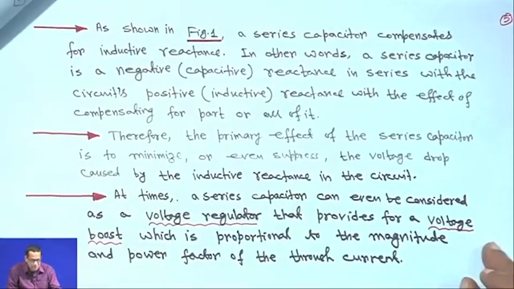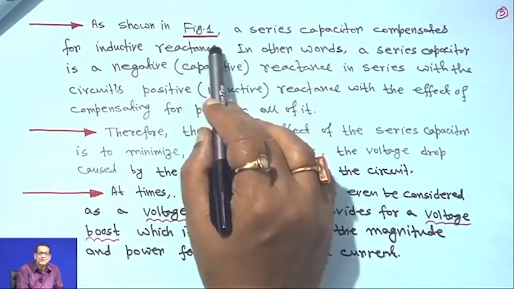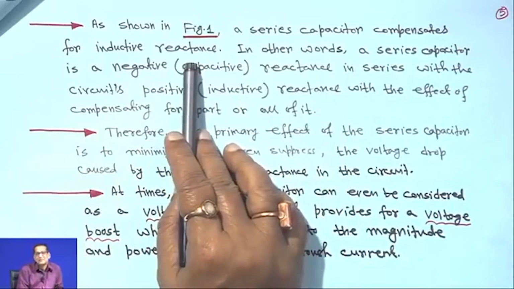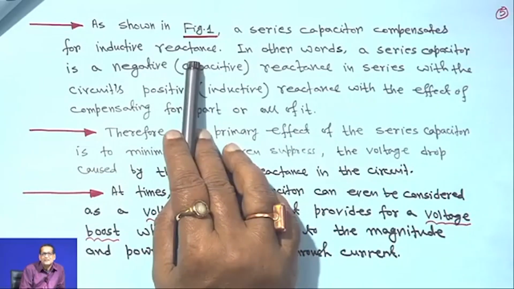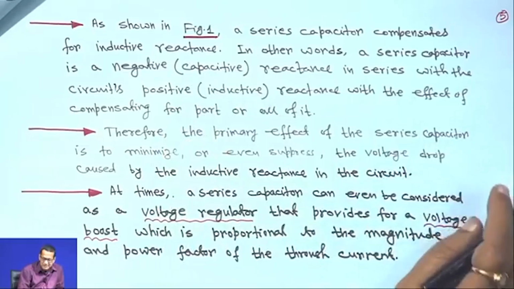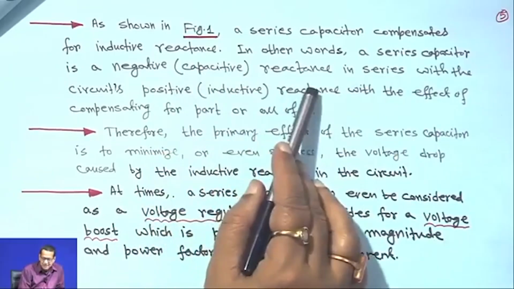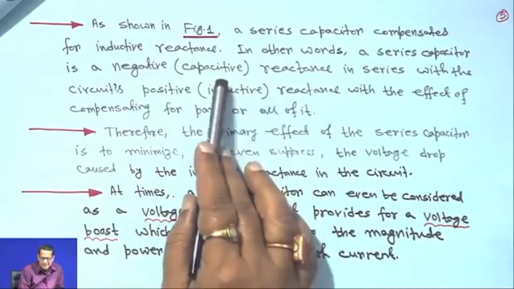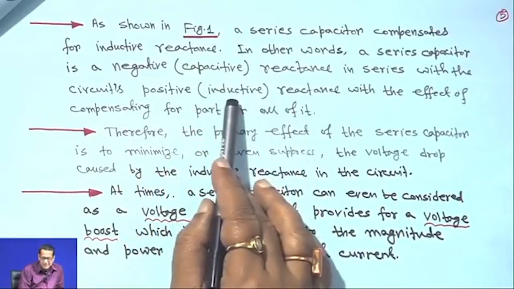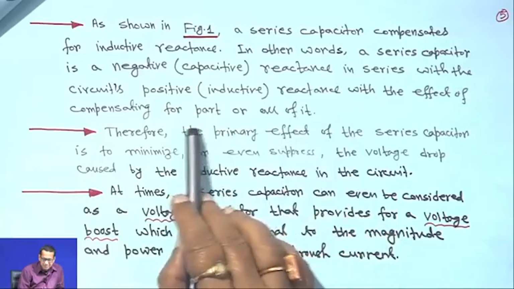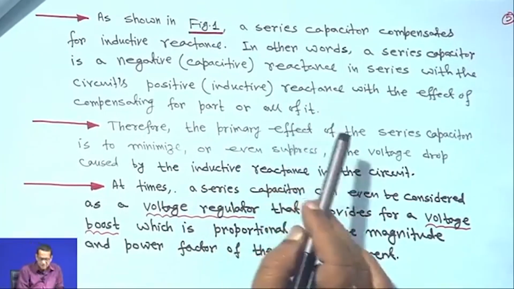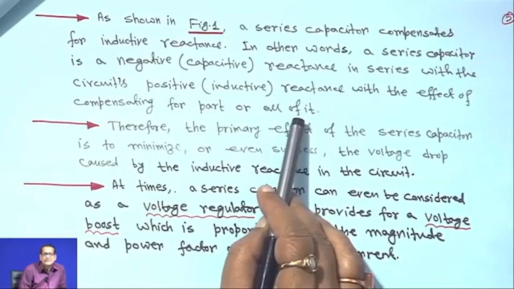Now, as shown in figure 1, a series capacitor compensates for inductive reactance because it is Xl minus Xc, that is why it is compensating. In other words, a series capacitor is a negative reactance in series with the circuit's positive reactance. Negative reactance means capacitive, positive means inductive, with the effect of compensating part or all of it. If all of it, Xl minus Xc, it will be a resonance condition, right?